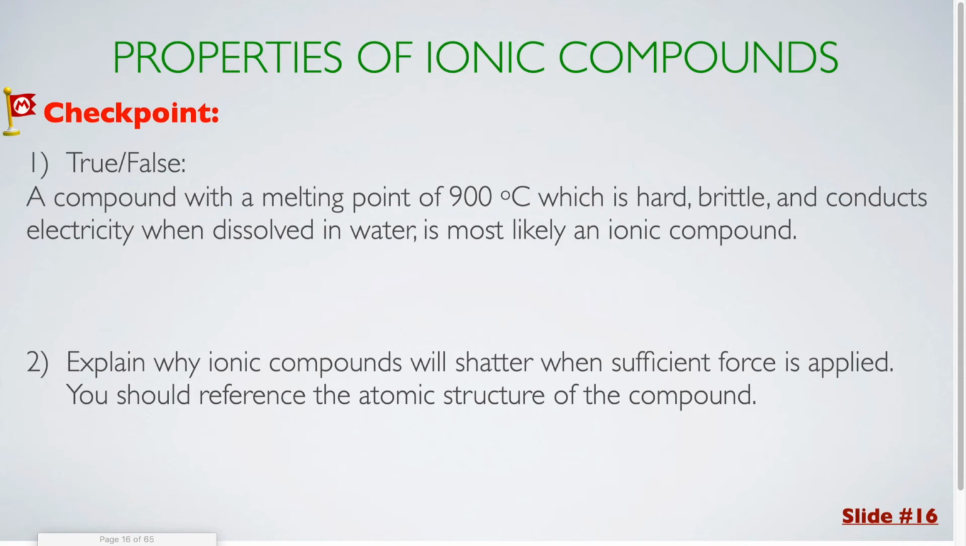In our first checkpoint, we are asked a true-false question. A compound with a melting point of 500 degrees Celsius, which is hard, brittle, and conducts electricity when dissolved in water, is most likely an ionic compound. We saw within our properties earlier that compounds which have very high melting points, in our examples much higher than 500 degrees Celsius, were likely to be ionic. And that is definitely the case here with 900 degrees Celsius.